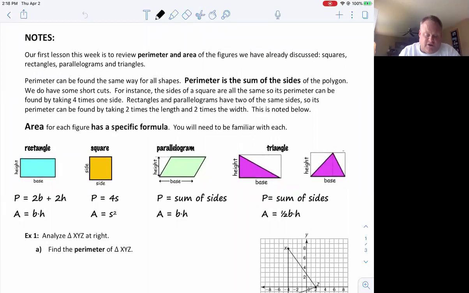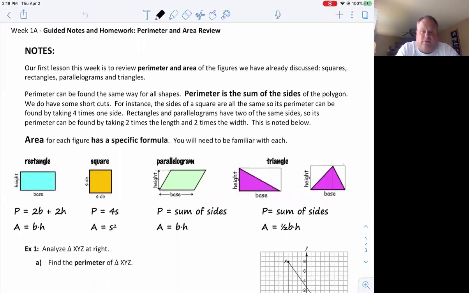It says our first lesson this week is to review perimeter and area, the figures we have already discussed, which are squares, rectangles, parallelograms, and triangles. Remember, perimeter can be found the same way for all the shapes. Perimeter is the sum of the sides of the polygon. We do have some shortcuts.